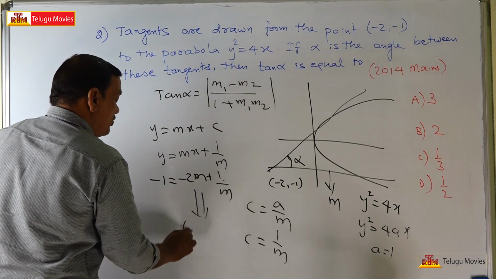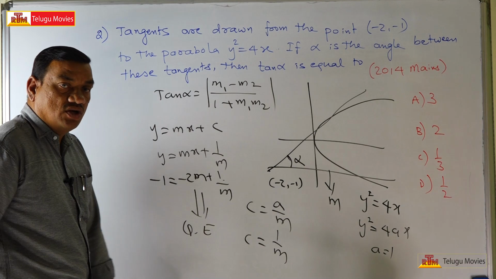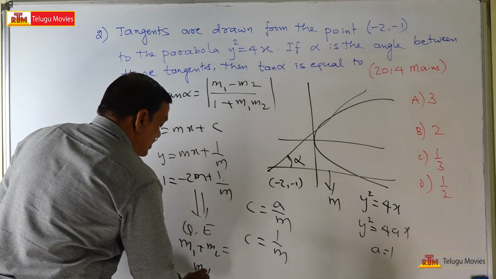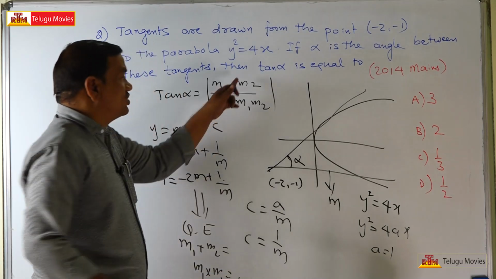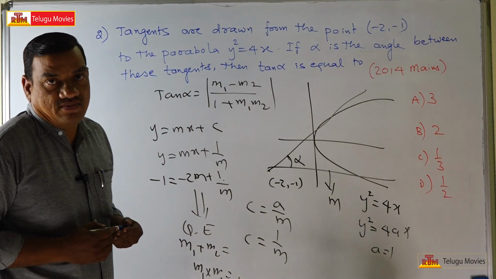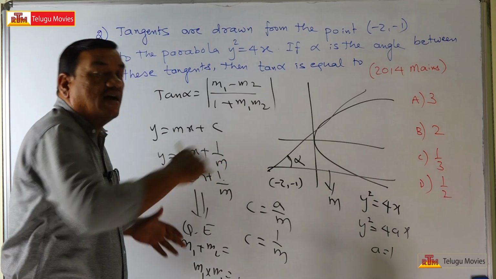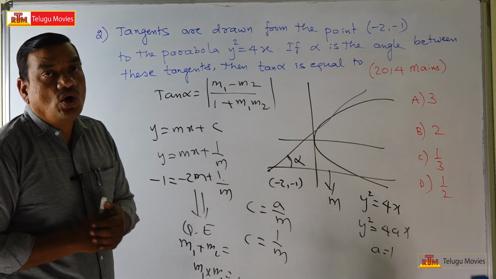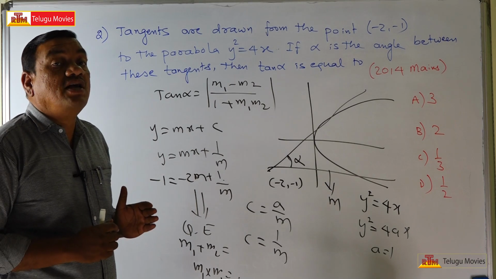We will get a quadratic equation. So, sum of the roots m1 plus m2, product of the roots m1 into m2, they will substitute here and we will get the answer. So, it is a routine method, generally everybody will do, but don't go for this method. Okay, there is a direct formula.